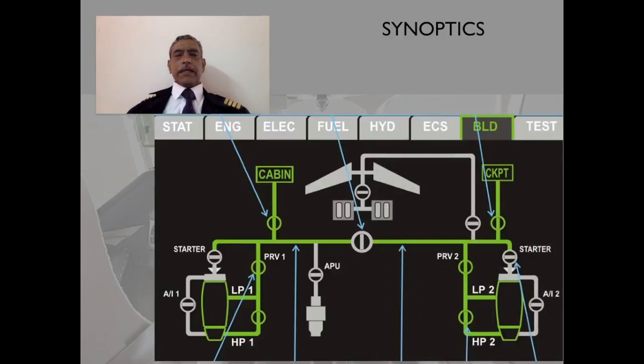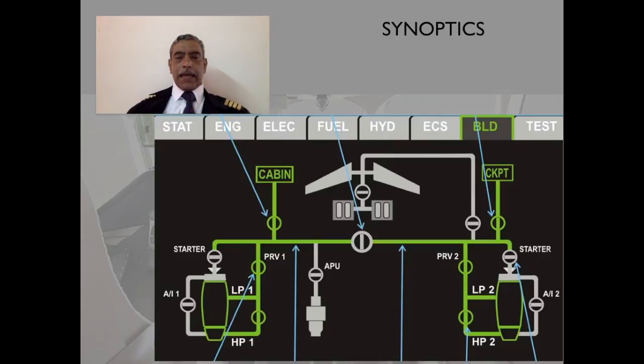Here you are seeing the page for the bleed pneumatic system. The pneumatic system supplies air to pressurization, air conditioning, and of course the anti-icing system. This particular display is for the entire pneumatic system, and for both environmental control, that is the air conditioning, and the pressurization and the anti-icing system.